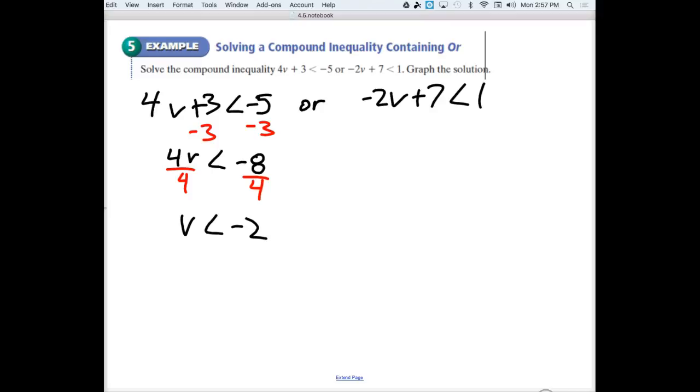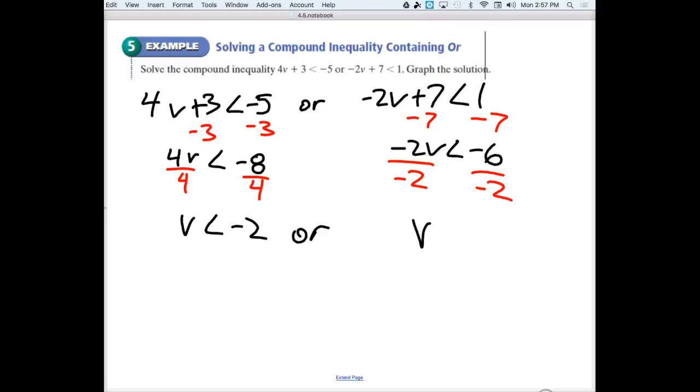Again, solve them separately. We're going to have an or right here. And we start solving this other one. So -2v plus 7, I'm going to subtract 7 on both sides. You get -2v is less than -6. Now we'll divide by -2. And you get v. Now we divided by a -2, so remember that sign is going to flip the other way. And v is greater than 3.